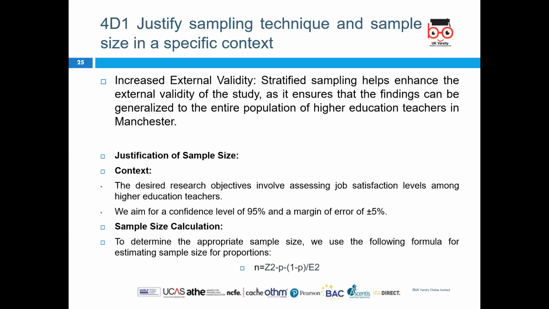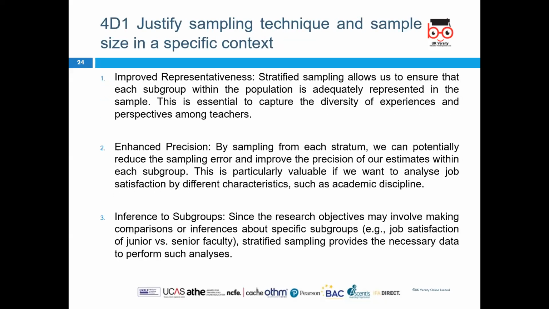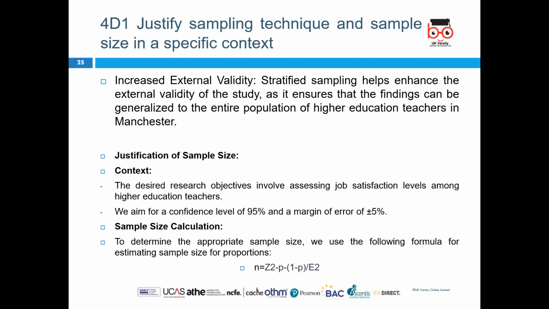So we are discussing stratified sampling. Stratified sampling also has the benefit of increased external validity, which means that the findings can be generalized to the larger population of higher education teachers in Manchester. So remember that the study is focused only on the teachers in Manchester. So you cannot go and say the study also applies to the teachers in Liverpool or Blackburn. That is just an example.